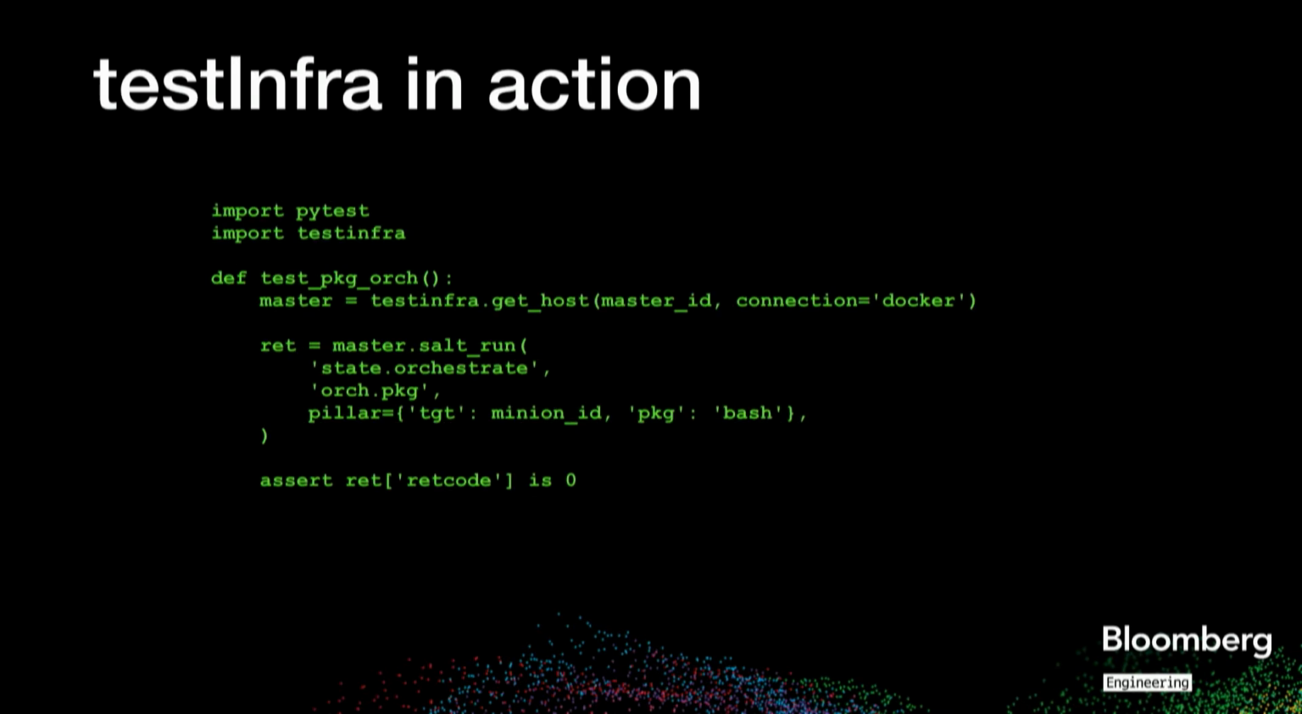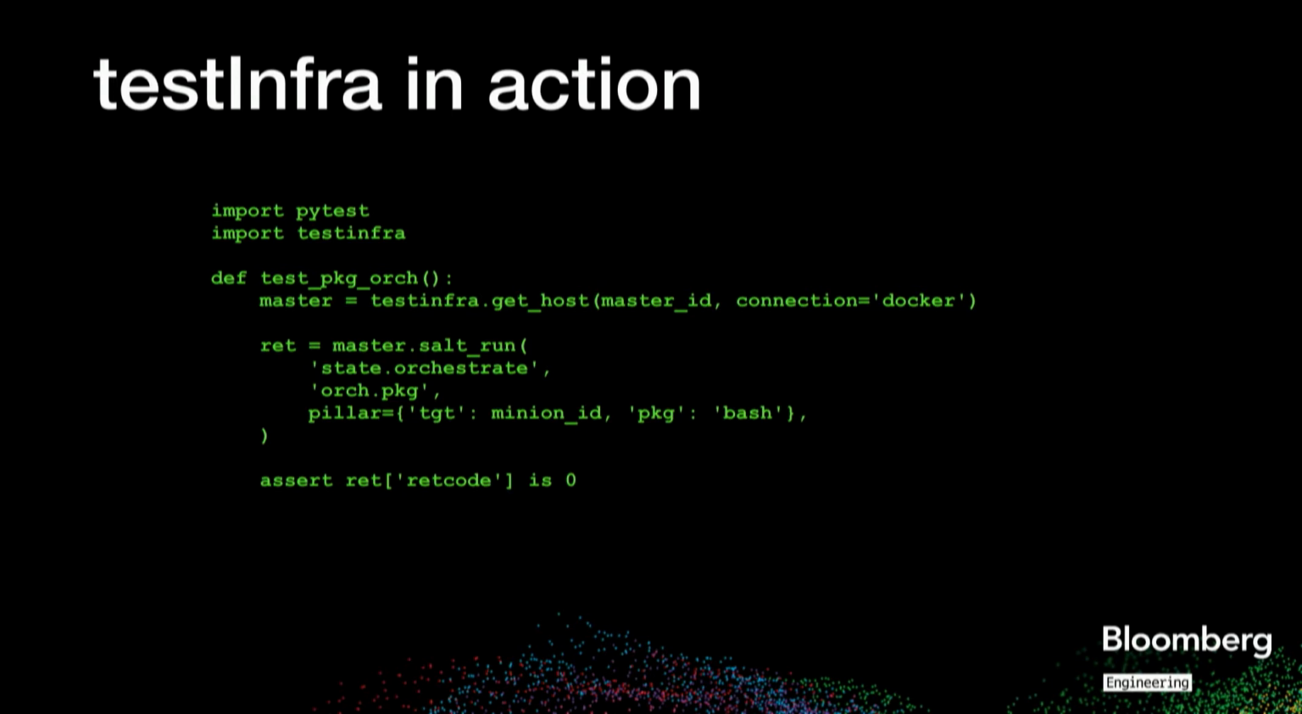So Testinfra in action. You can see it's pretty straightforward to use. Testinfra.get_host, master ID, connection, use the Docker-based connection. And then this here, master.salt_run, state.orchestrate, org package, blah, blah, blah. That's actually some special sugar we added on top of Testinfra, just for making it easier to interact with Salt hosts. What's happening behind the scenes is it's converting these args and kwargs into just a CLI command as you'd run on the CLI, and it's passing the JSON outputter and returning structured data. This is just so you don't have to write boilerplate for each test. So we're asserting here that the ret code is 0.